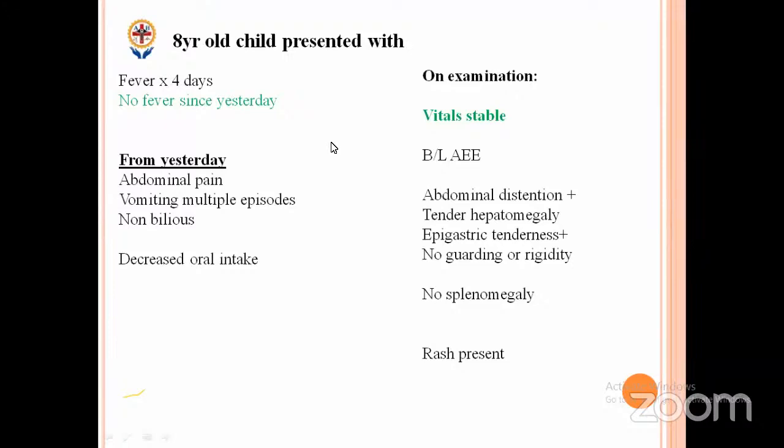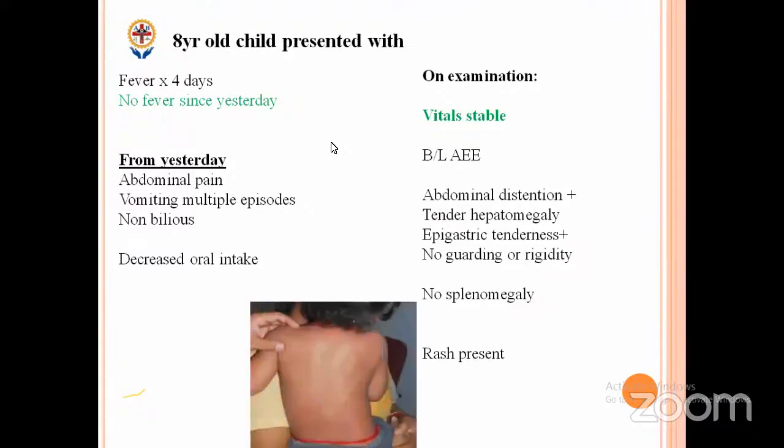Abdominal distension was there, tender hepatomegaly was there, there's an epigastric tenderness as well, but there's no guarding or rigidity. And there's no splenomegaly as well. And there's a rash on the body which is blanchable. So this is the rash which was seen on the body.